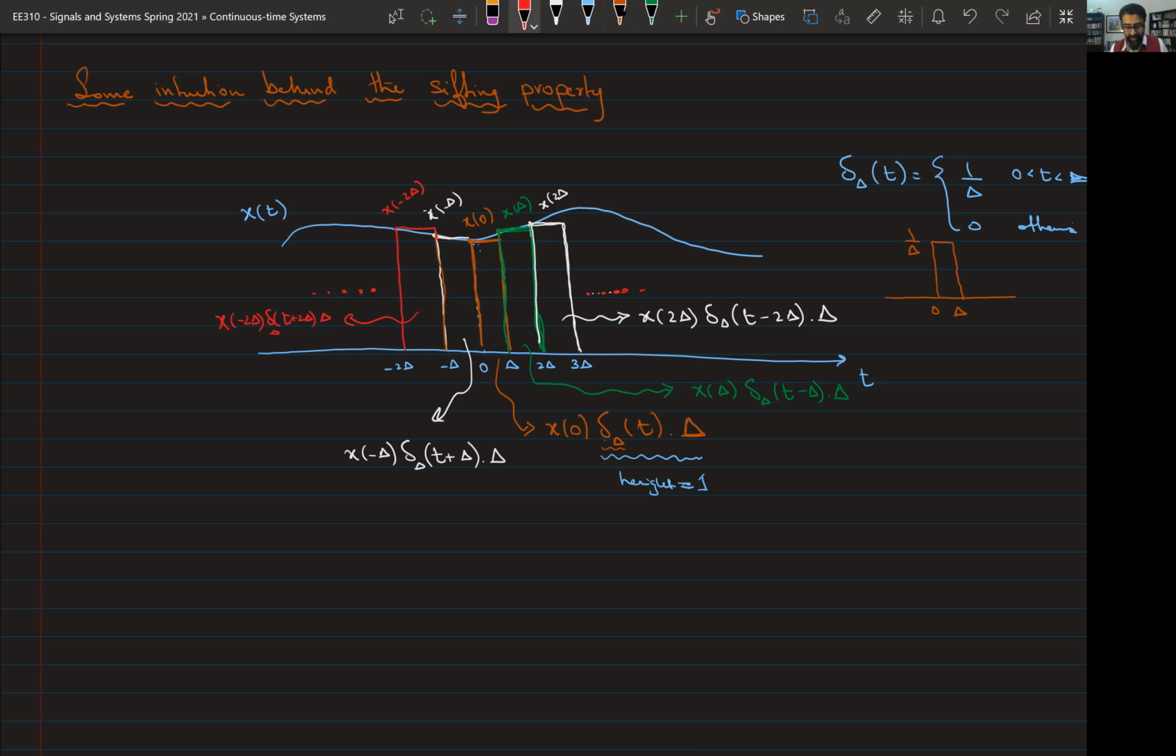And this goes on and on from minus infinity to plus infinity. So I can approximate x of t as being equal to x of 0 times the delta approximation of t times delta, plus x of delta times the approximation of t minus capital delta times delta, plus x of 2 delta and so on. Just shifted copies adding up, all the way up to infinity. It just keeps on going in the positive direction. And then there's something in the negative direction as well. So this is x of minus delta.